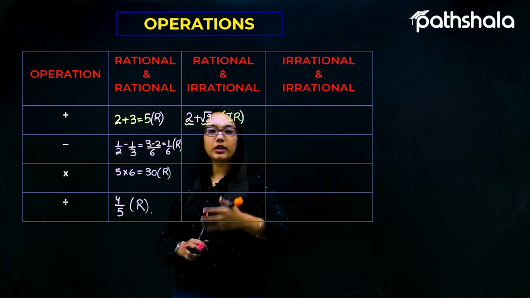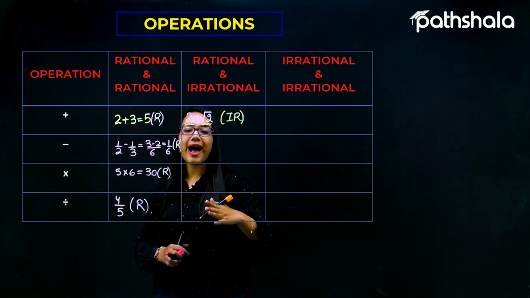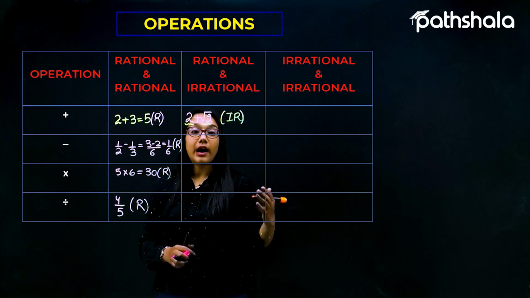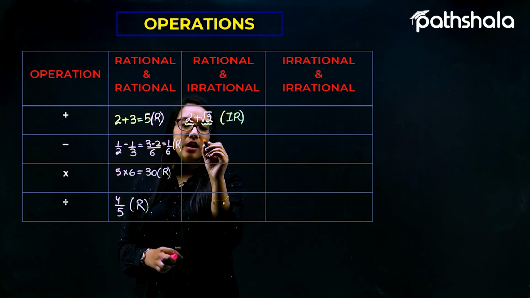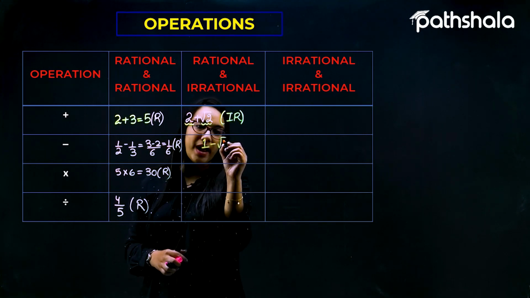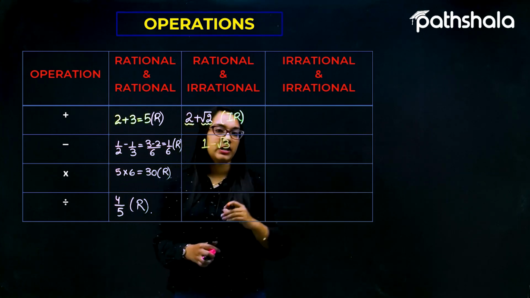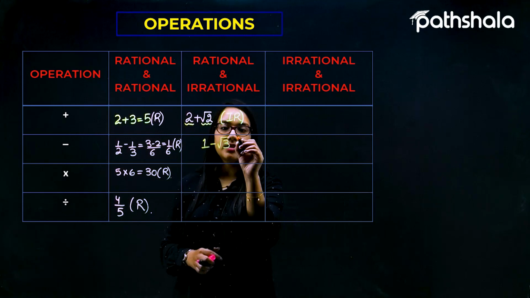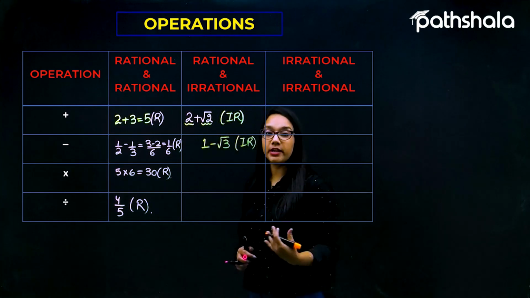Let us suppose we are talking about subtracting a rational and an irrational. Let us suppose we are subtracting root 3 from 1, so 1 minus root 3. Obviously we cannot subtract these two numbers because they are not like terms. Hence the answer is again irrational, so this representation is also irrational.